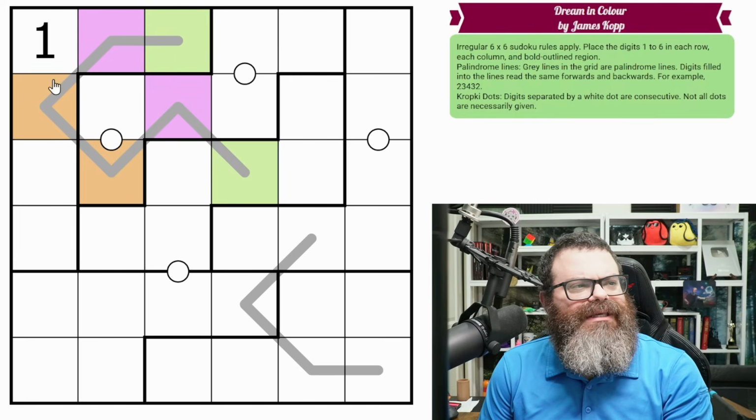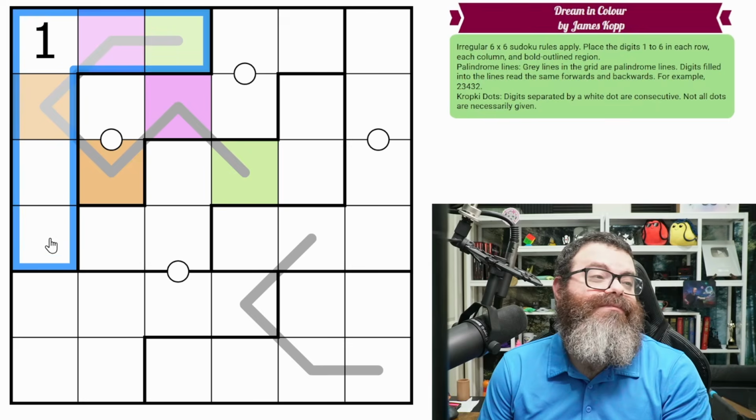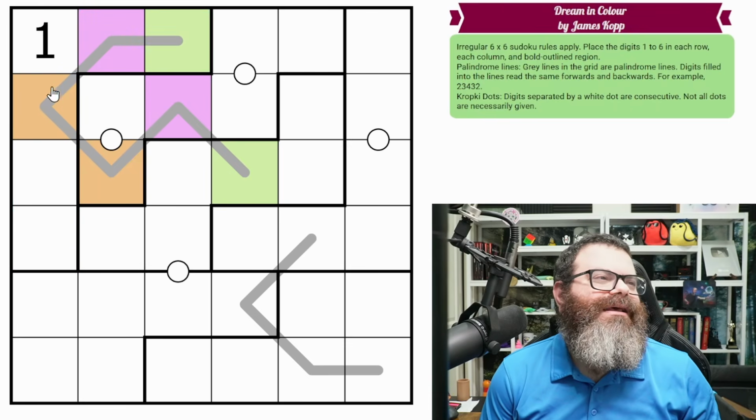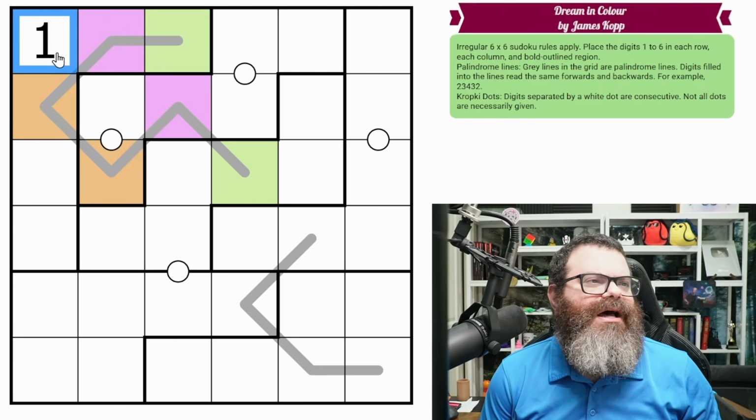So what can we do with these digits, whatever they are? We know they're not 1. Actually, yeah, they all just share this region. That's another good reason that they're all different. So this 1 is not these colors.